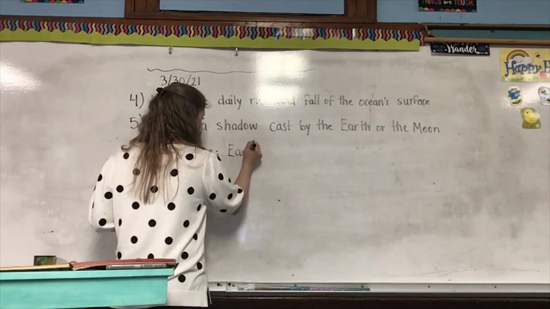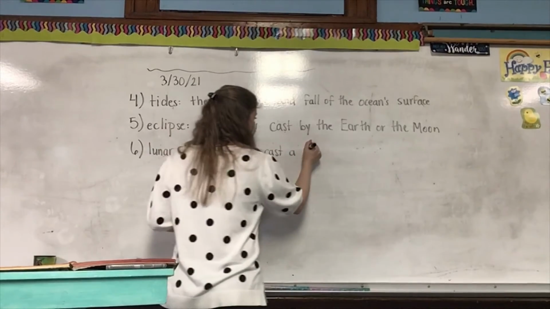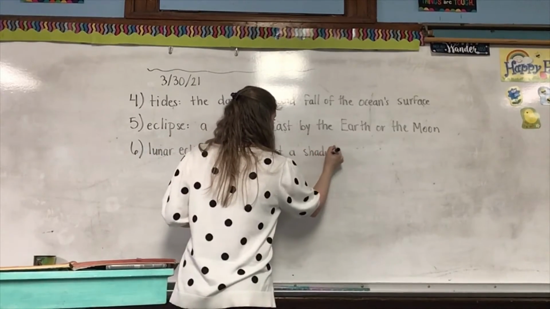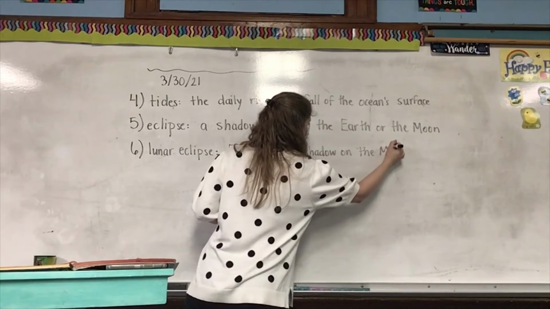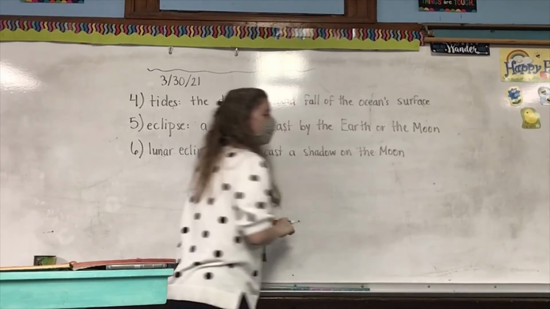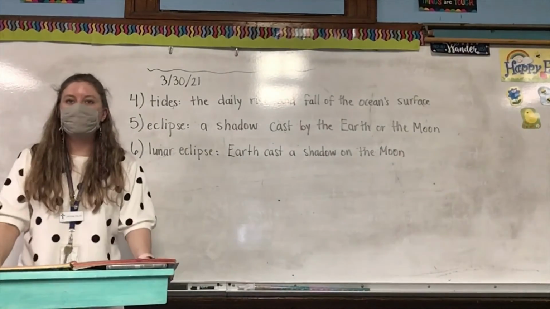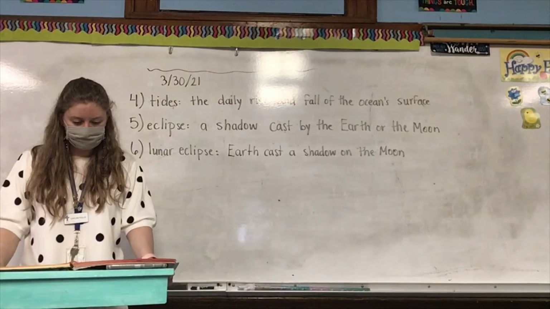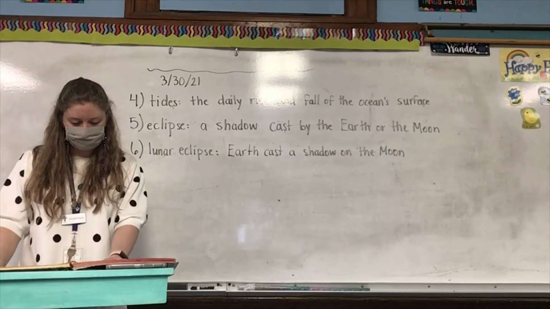Earth casts a shadow on the moon. Okay? This happens when the Earth is directly between the sun and the moon. The moon passes through Earth's shadow.